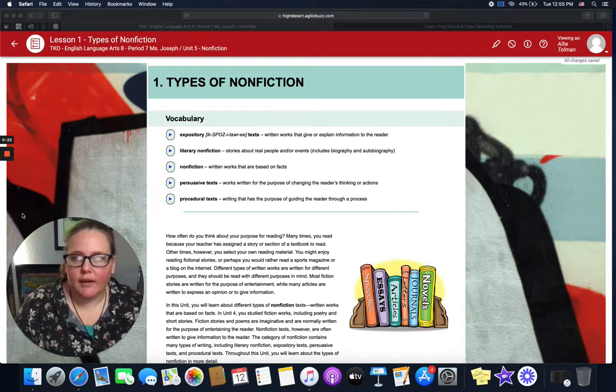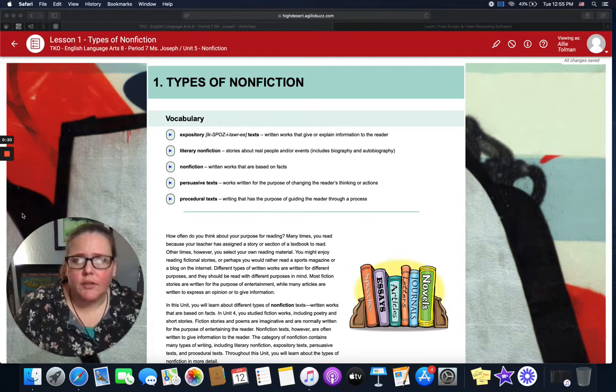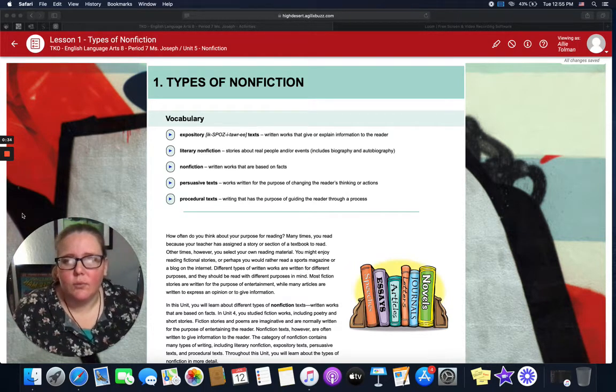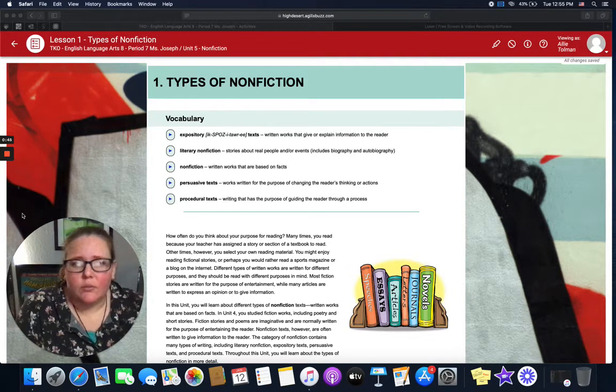We do have vocabulary in each lesson, so please get out your notebook and have that ready to go so you can at least copy down the vocabulary. We are starting on our Unit 5 and our Lesson 1. Woohoo! We have types of nonfiction. We do have our vocabulary that we're going to get started with, and these are things that you need to know moving forward.